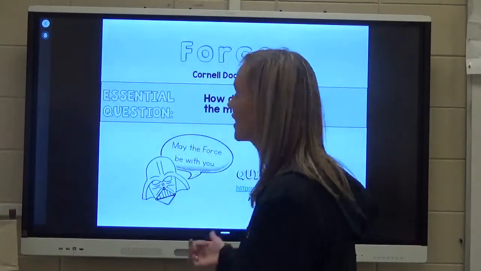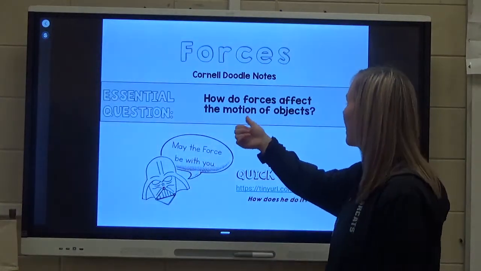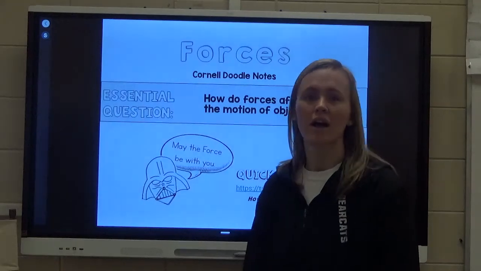So this time we're going to be looking at forces. With forces, our essential question is going to be, how do forces affect the motion of an object?